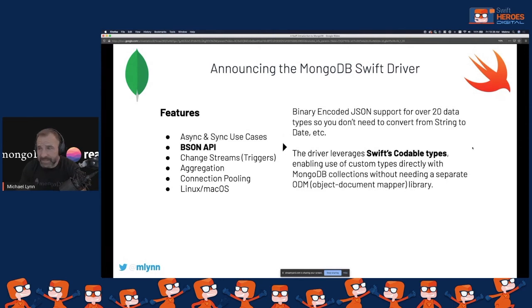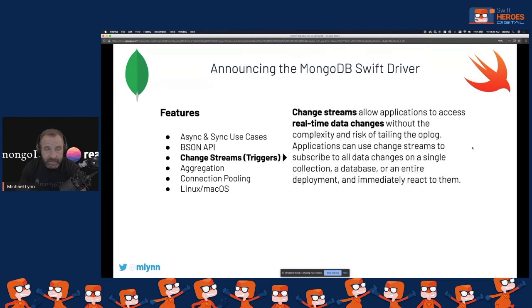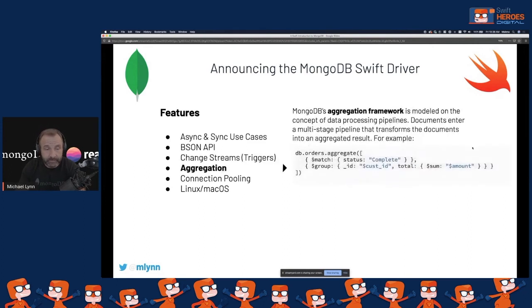I talked about BSON earlier. So in the same way that all of the other drivers support a binary encoded version of JSON, Swift is doing that too. We leverage Swift's Codable types to do that, enabling custom types directly with MongoDB collections. It supports triggers through MongoDB change streams, and this allows you to react to real-time changes in the data. And like I said, maybe if a user logs in, you want to enrich the data associated with that user. That's a great way to implement that type of enrichment capability.